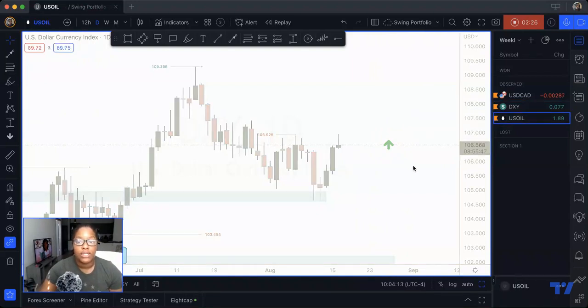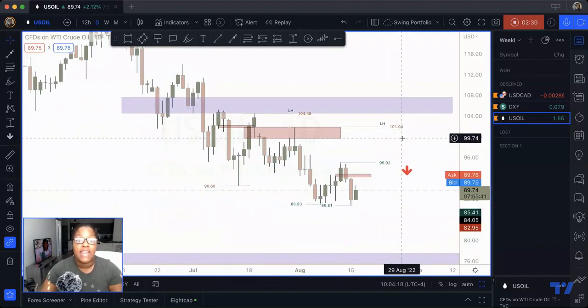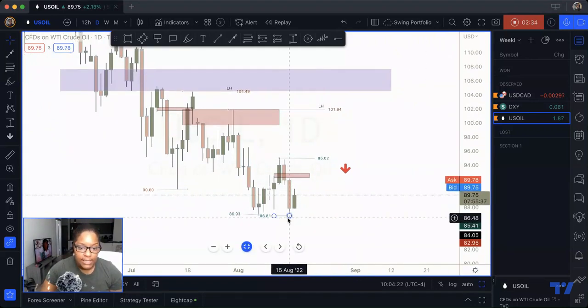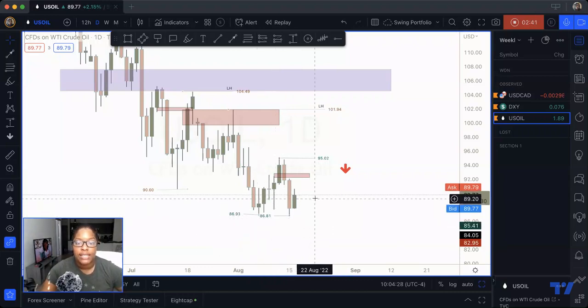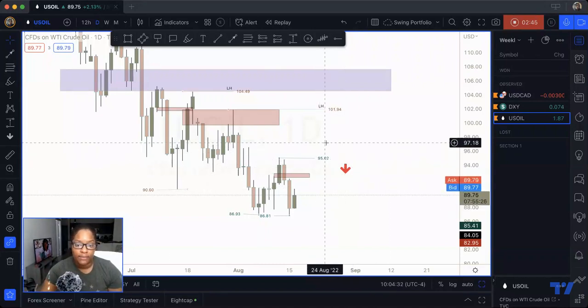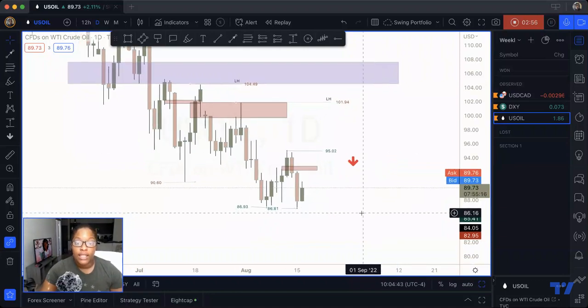Now let's go to US oil. Gas prices have been decreasing significantly, and that's been making a lot of us happy. Price yesterday actually made a new low at 86.81, past 86.93. You can see that we're now retracing. So I want to see if price can stay below 95.02, because if price pulls back and can stay below, I am going to want to take a sell. That's only if we can continue to trend.